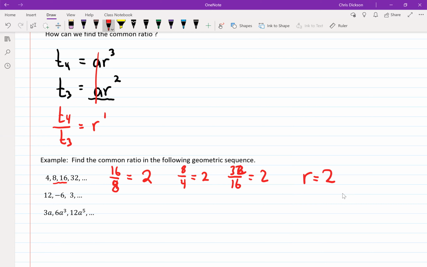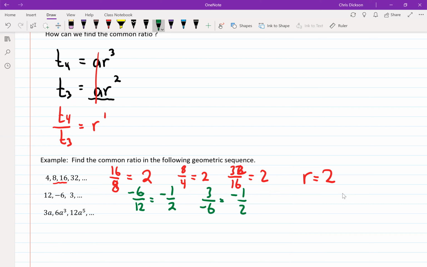In the next example, if we take -6 and divide it by 12, that gives us -1/2. And if I take 3 and divide it by -6, that also gives us -1/2.